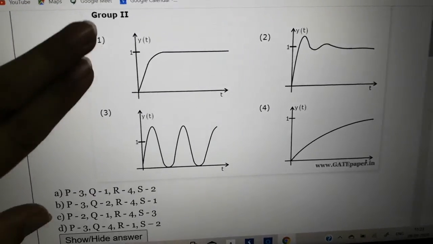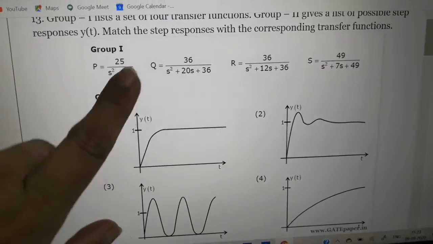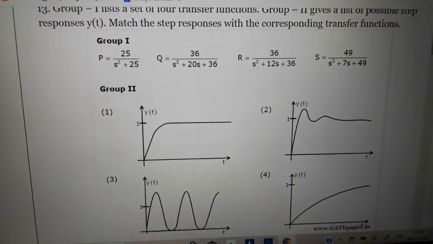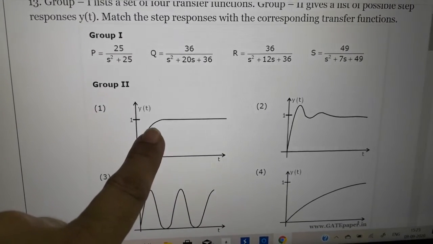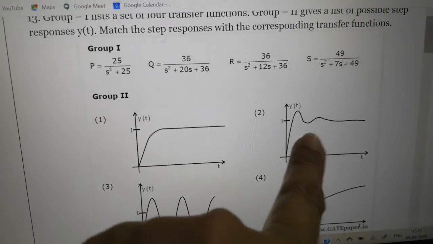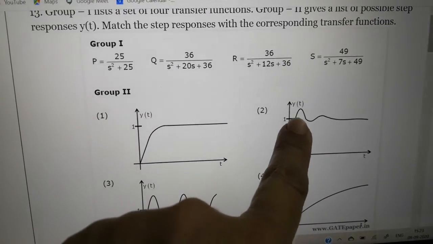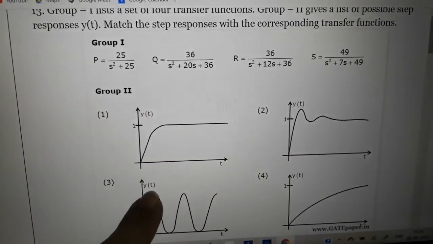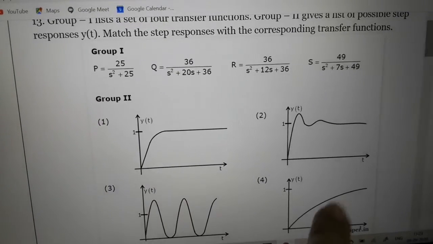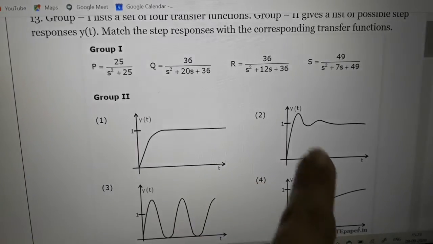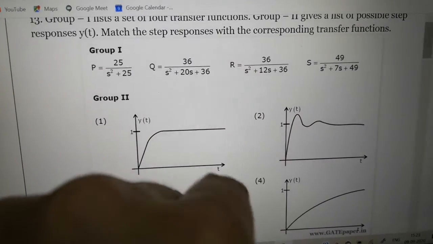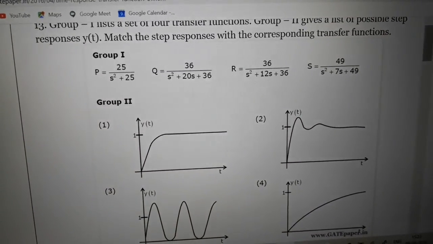Now the very first thing that we are going to do is to calculate the zetas in each case, and then we are going to mark everything. This is your critically damped response, so this will be for zeta equals 1. This is your underdamped, so zeta less than 1. This is your undamped for zeta equals 0, and this is your zeta greater than 1. So we are going to find out the values, and then match each one with the corresponding transfer function.